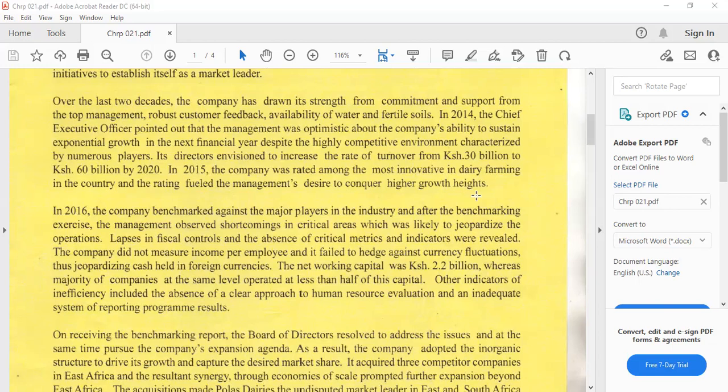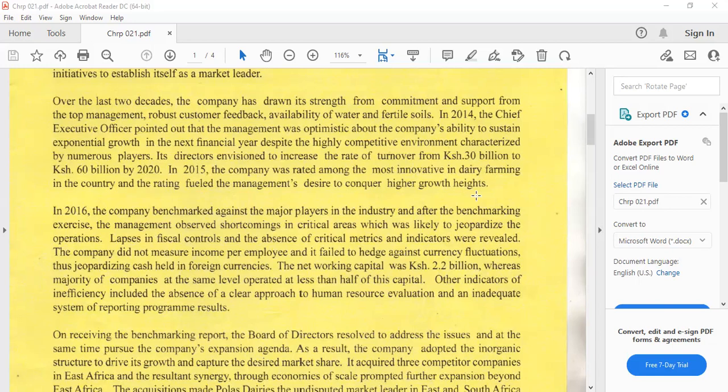In 2016, the company benchmarked against the major players in the industry, and after the benchmarking exercise, the management observed shortcomings in critical areas, which were likely to jeopardize operations. Lapses in fiscal controls and the absence of critical metrics and indicators were revealed.